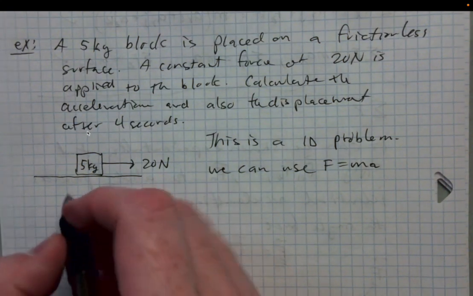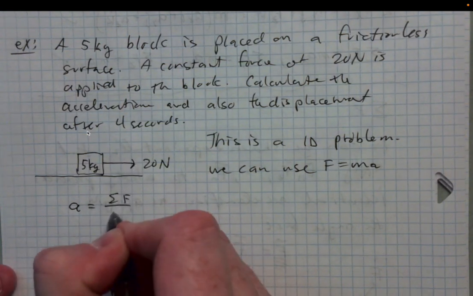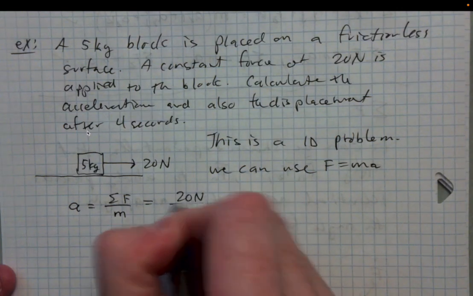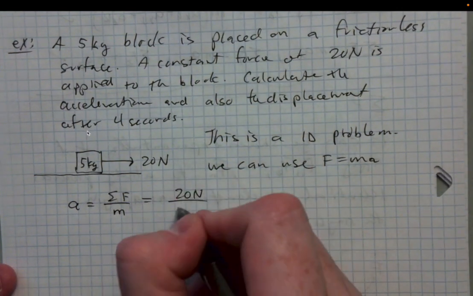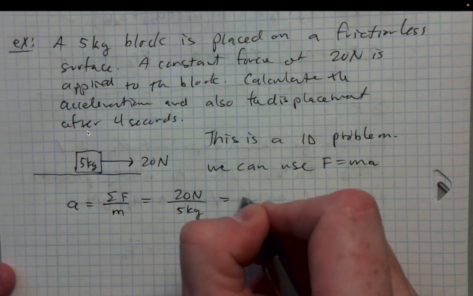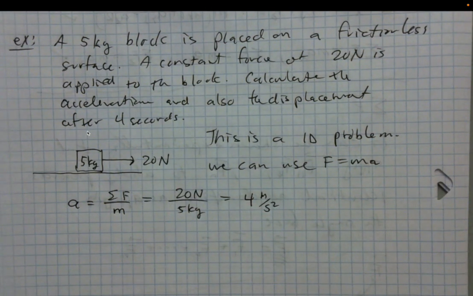To find the acceleration, a is equal to the sum of the forces divided by the mass. In this case, the sum of the forces is 20 newtons, and the mass is 5 kilograms. That means the acceleration is 4 meters per second squared in whatever direction the force is being applied. So the acceleration of the object is 4 meters per second squared.